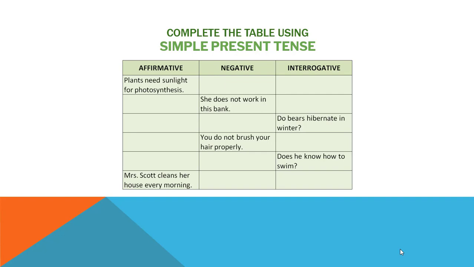In second step, you have a negative sentence and you have to complete the affirmative sentence and interrogative sentence. But in third blank, you have an interrogative sentence and you have to make negative and affirmative sentence. In fourth step, you have a negative sentence. Here you will complete affirmative and interrogative sentence. In step number 5, you have again an interrogative sentence and you will complete negative and affirmative sentence. In last statement, you have again an affirmative sentence and then you will complete negative as well as interrogative.